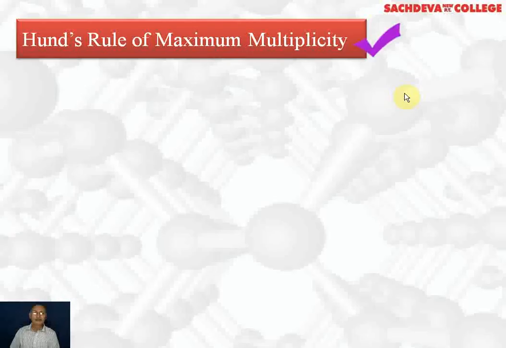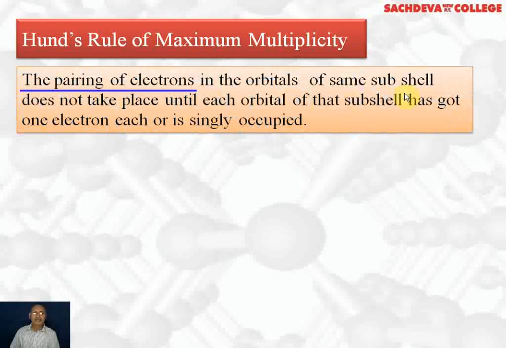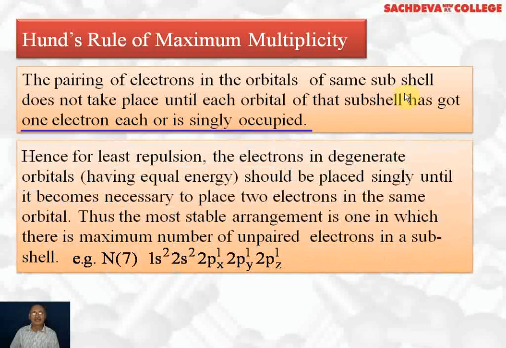Next, we are taking Hund's rule of maximum multiplicity. The pairing of electrons in the orbitals of the same subshell does not take place until each orbital of that subshell has got one electron each, or is singly occupied. Hence, for least repulsion, the electrons in degenerate orbitals, meaning having equal energy, should be placed singly until it becomes necessary to place two electrons in the same orbital. Thus, the most stable arrangement is the one in which there is maximum number of unpaired electrons in the subshell.